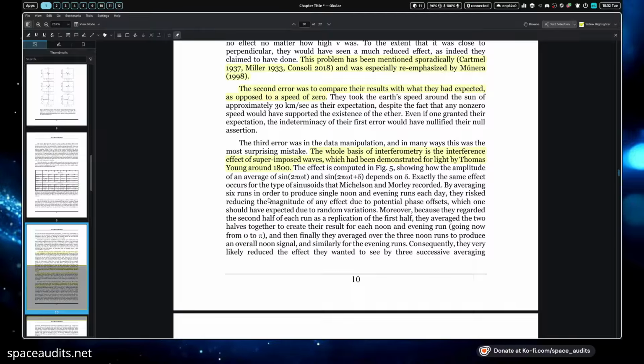By averaging the 6 runs in order to produce a single noon and evening run each day, they risked reducing the magnitude of any effect of the potential phase offsets, which one would have expected due to random variations. Moreover, because they regarded the second half of each run as a replication of the first half, they averaged the two halves together to create the result for each noon and evening run, going now from 0 to pi.